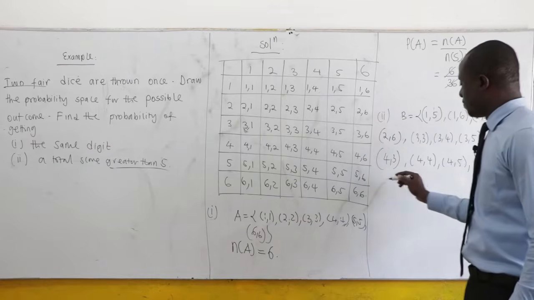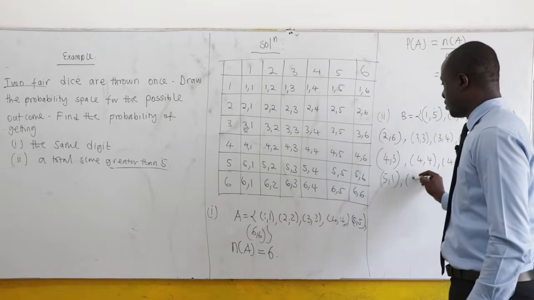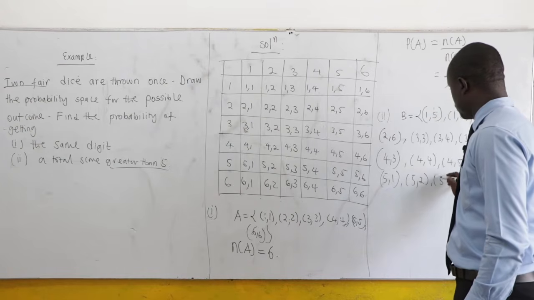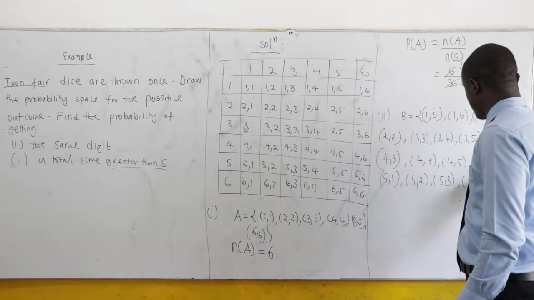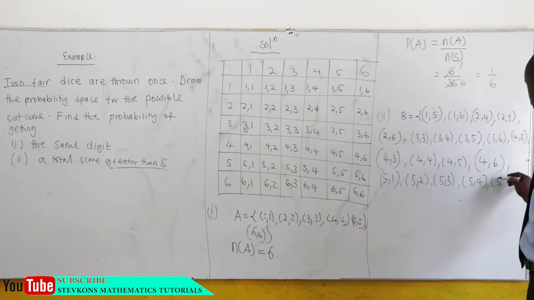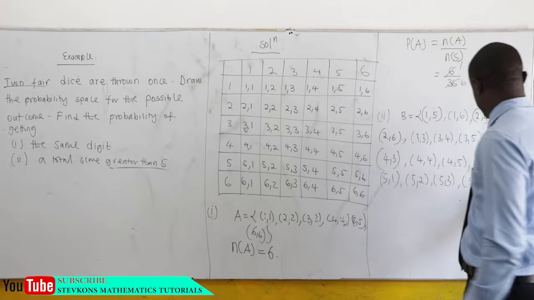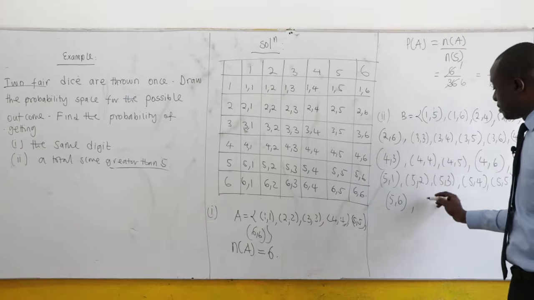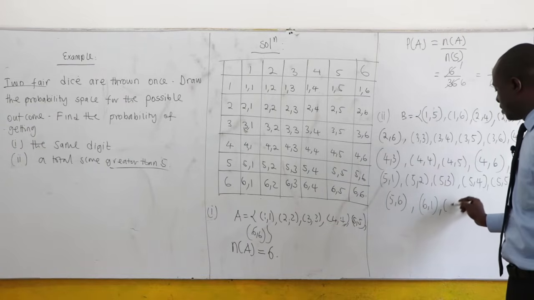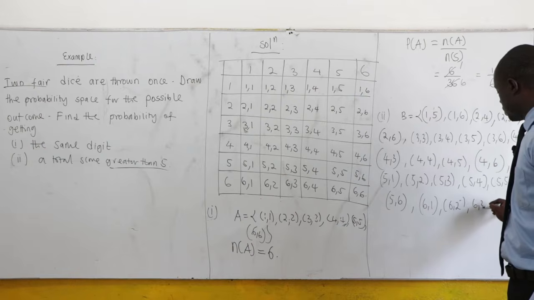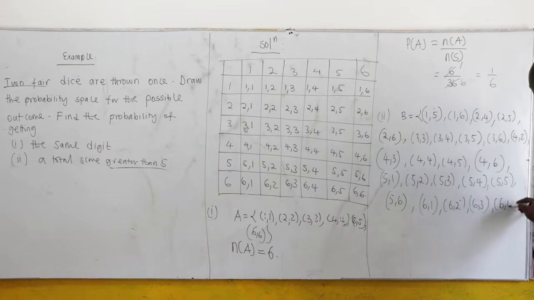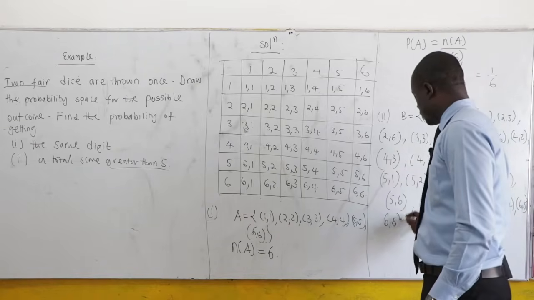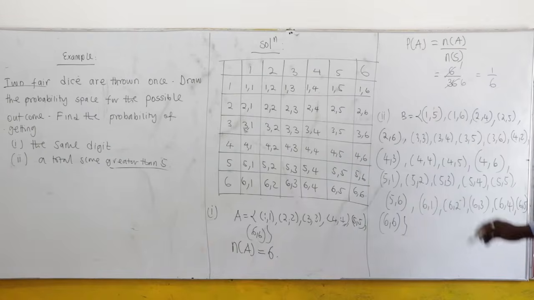Now 5,1 is part. So you have 5,1, 5,2, 5,3, 5,4, 5,5, 5,6. Now the next one, we have 6 plus 1, that is greater than 5. 6,2, 6,3, 6,4, 6,5, and then 6,6. So for all these events, the sum is greater than 5.